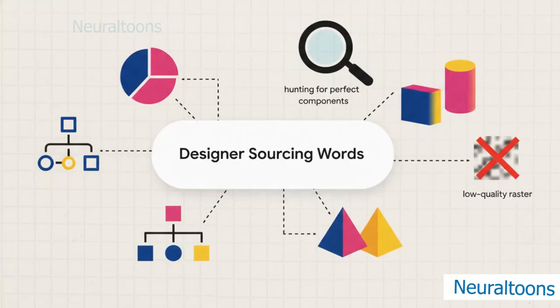Let's look at the designer's side first. When designers are hunting for the perfect components to build out a project, they use very specific keywords like infographic diagram chart, infographic element, or flowchart shapes. And why do they do this? Because searching these specific terms helps them completely bypass those generic, low-quality stock photos. It unlocks high-quality, scalable vector building blocks that set up a clear, logical hierarchy right from the very first draft.